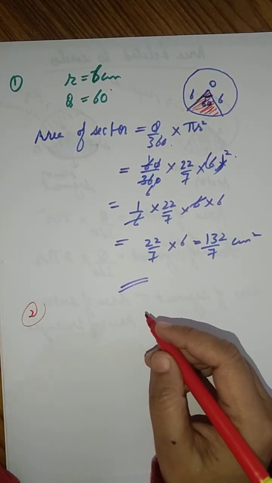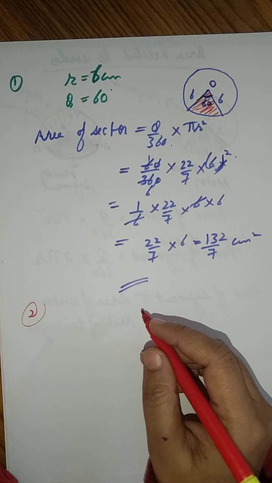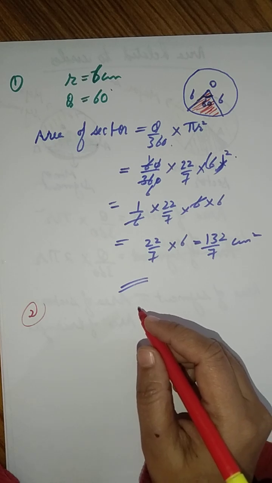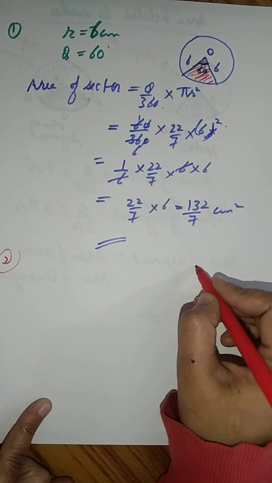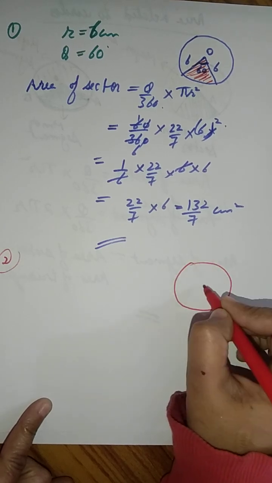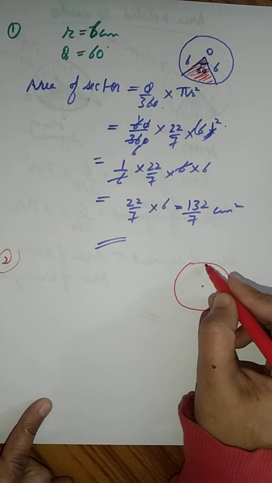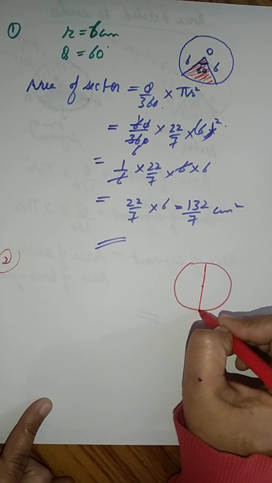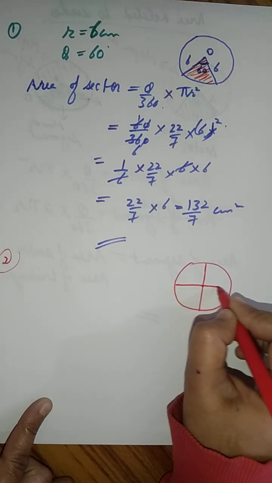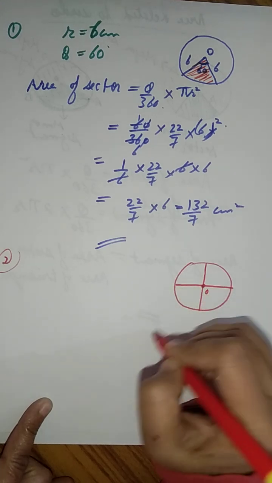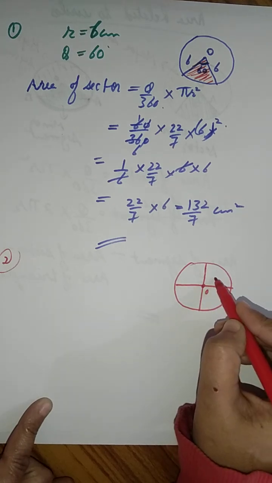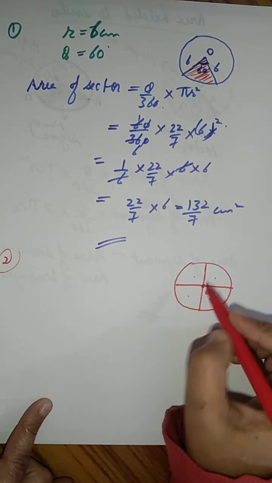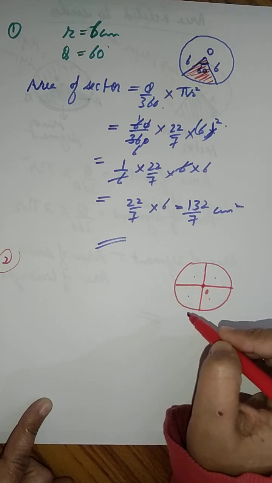Second question is, find the area of quadrant of the circle whose circumference is given to us. Now what we have to find? We have to find the area of quadrant. Suppose if this is a circle and if I divide this circle into 4 equal parts from the center, it means that these are my 4 quadrants. This is first, second, third and fourth, and total complete angle is of 360 degree.